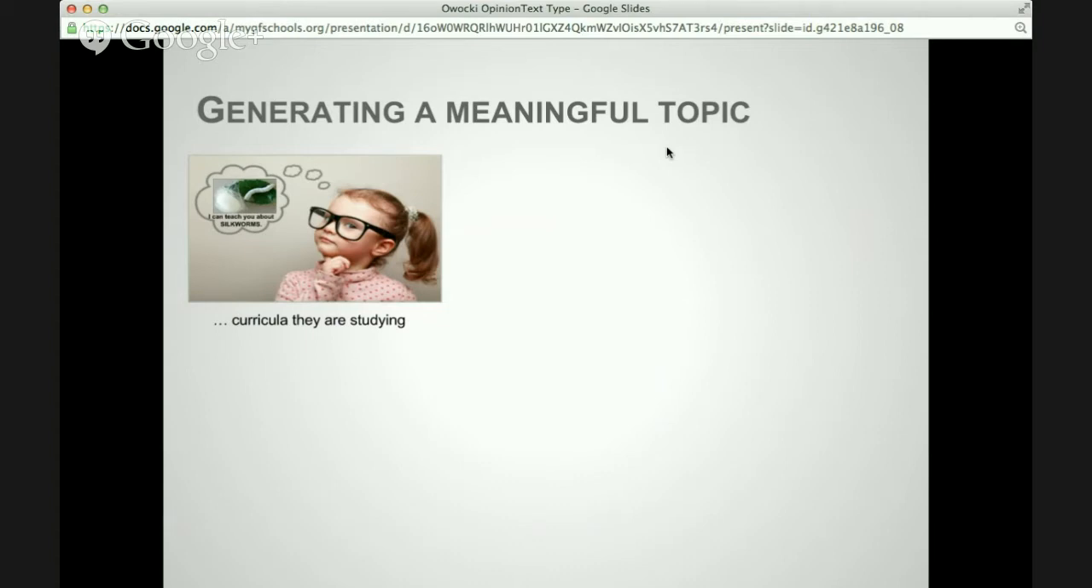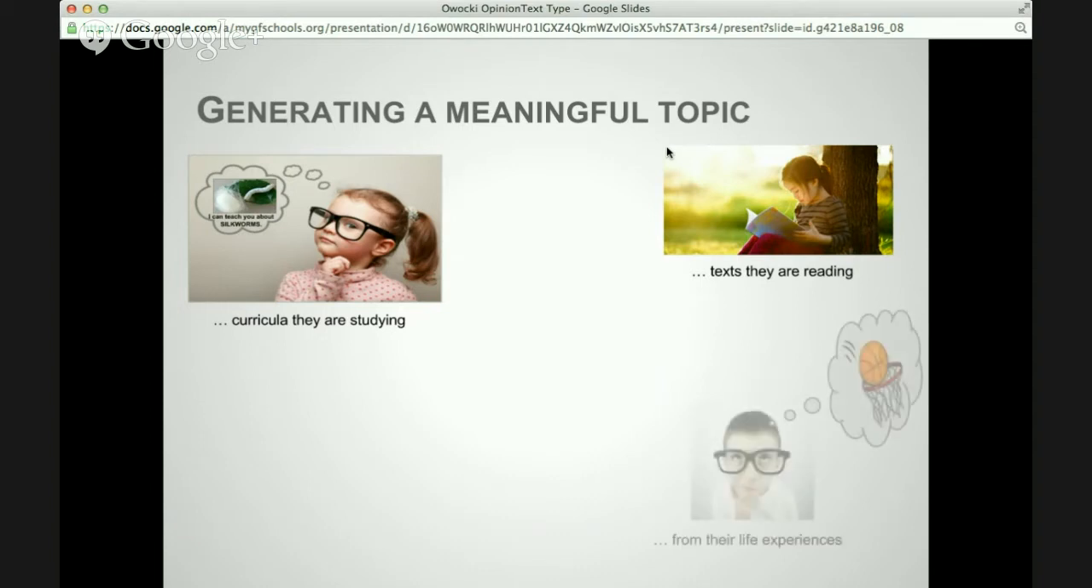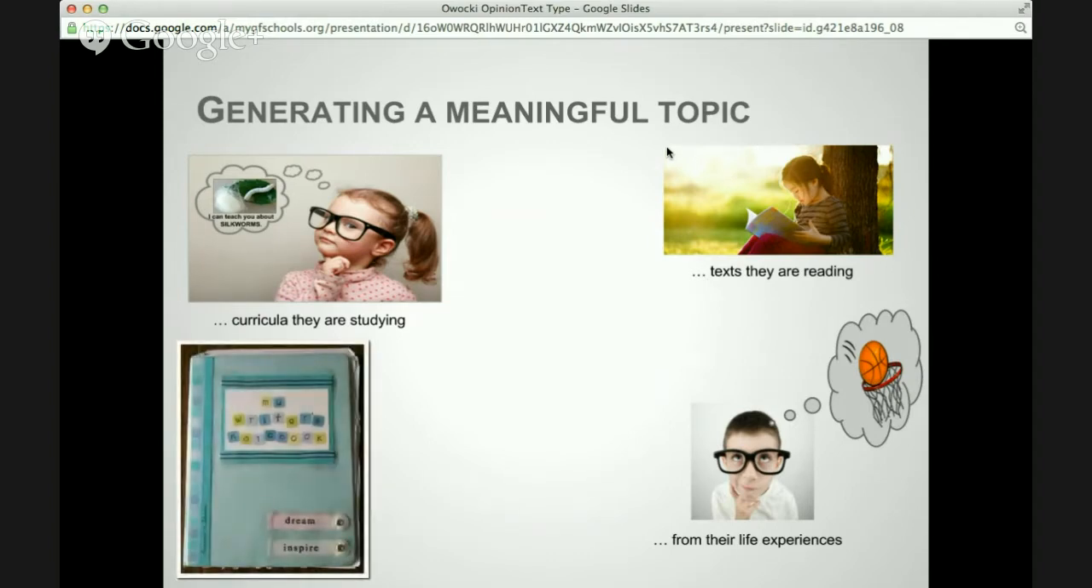The first, like some of the other text types, is generating a meaningful topic. We know that the topics for opinion writing come from the curriculum, they come from texts that kids are reading, and they come from students' real-life experiences. Iwaki talks about using the writer's notebook to have a section to collect topics for opinion writing, different from topics for informational writing and topics for narrative writing.